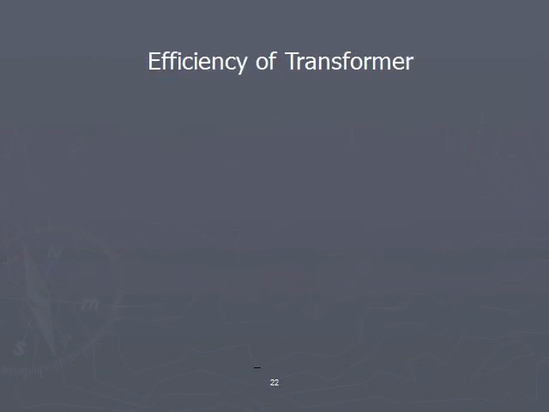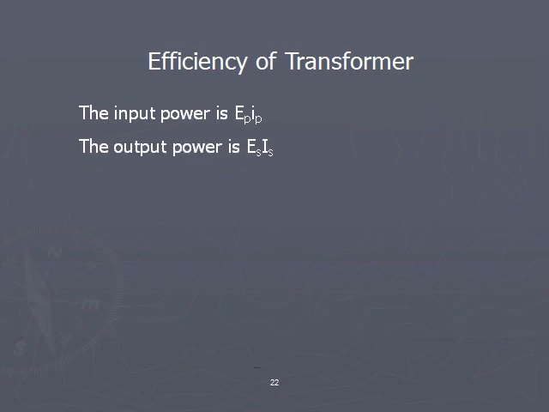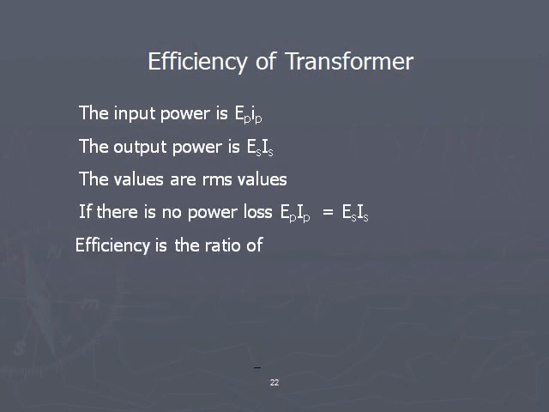Efficiency of a transformer. Before we define the efficiency, first let us study the powers. If IP is the current in the primary, then the input power is EP×IP. We have seen the induced EMF as EP. So if IP is the current, then EP×IP is the input power. Similarly, if IS is the current in the secondary, then the output power is ES×IS. ES is the induced EMF in the secondary, IS is the current in the secondary, then ES×IS will be the power in the secondary.